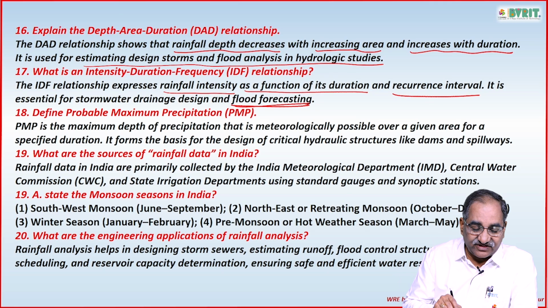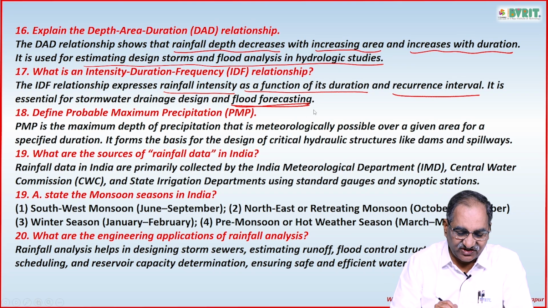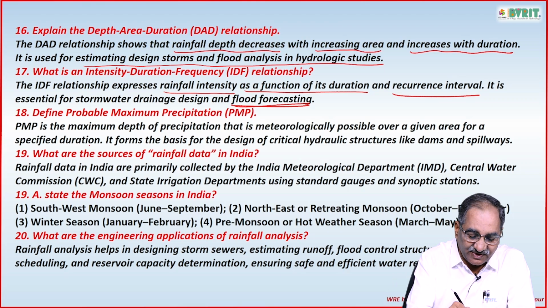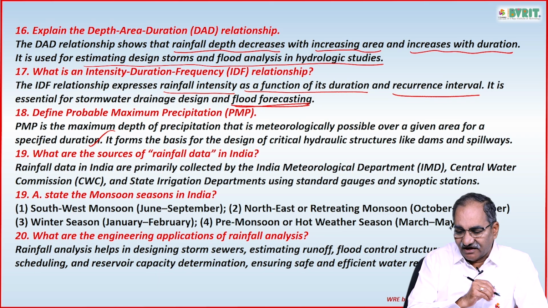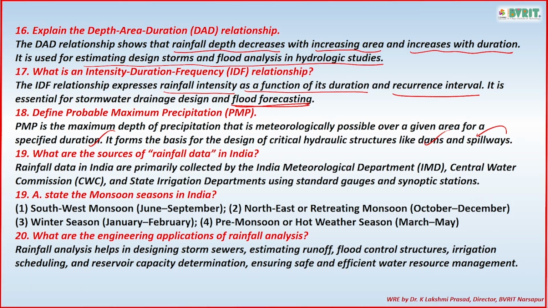Define the probable maximum precipitation. It is the greatest depth of precipitation that is meteorologically possible over a given area for a specified duration. It forms the basis for the design of critical hydraulic structures such as dams and spillways. What are the sources of rainfall data in India? The rainfall data in India is primarily collected by the Indian Meteorological Department, the Central Water Commission and state irrigation departments, using standard gauges and synoptic stations.